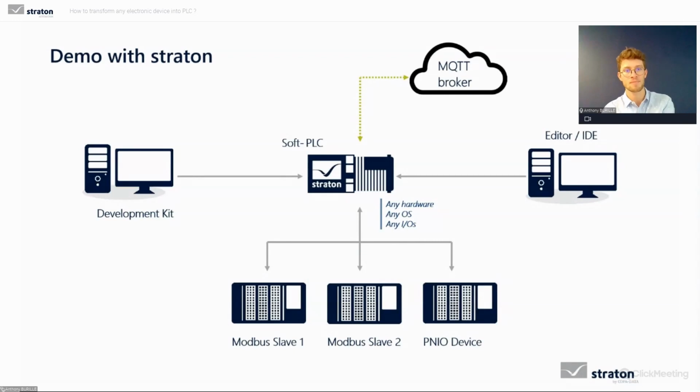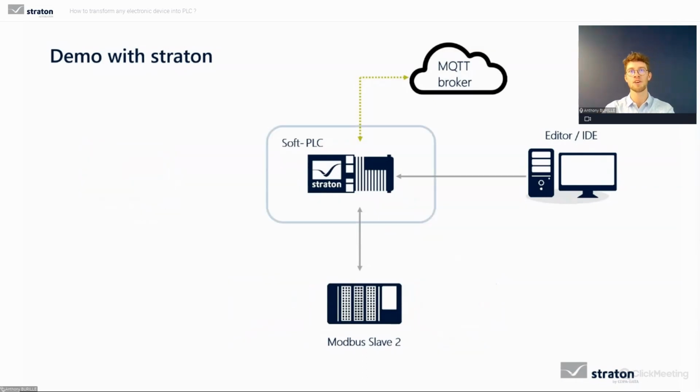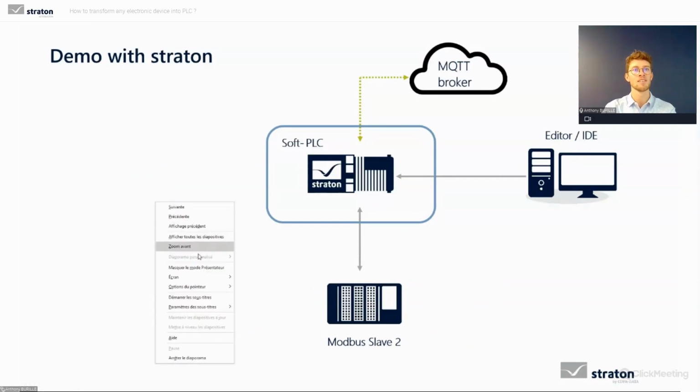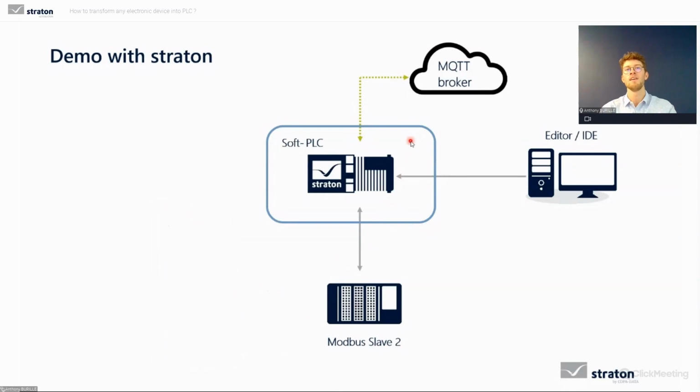So let's make it in practice. Well, not the whole process. We will not recompile the runtime with the development kit, but we will focus on this part. So let me just change my pointer. So we will make an application with the Straton editor, and we will put this application on a soft PLC. And in our case, it will be a Raspberry runtime, but it could be any kind of PLC embedding Straton.